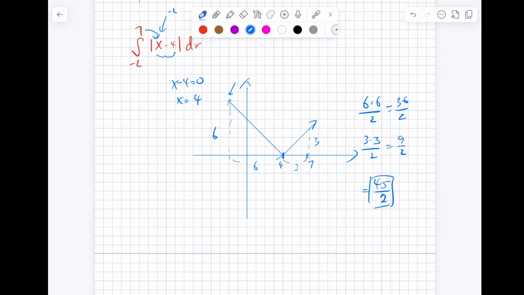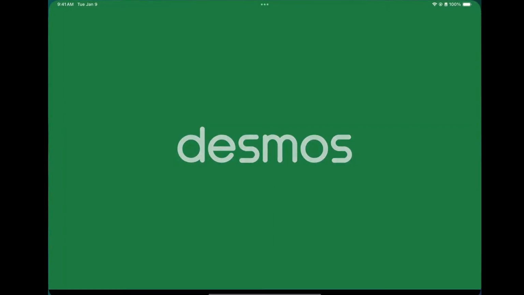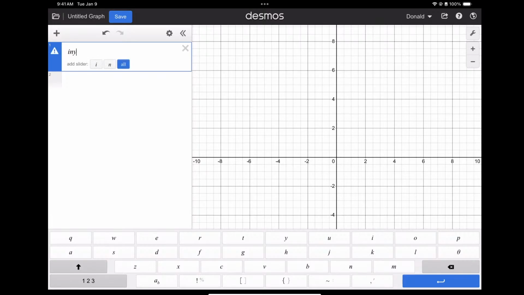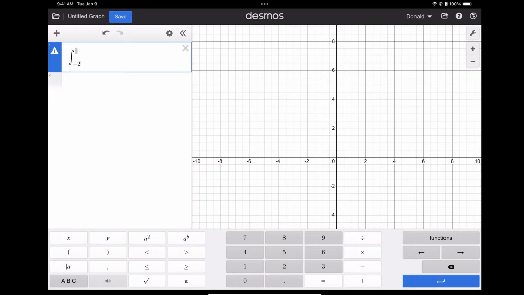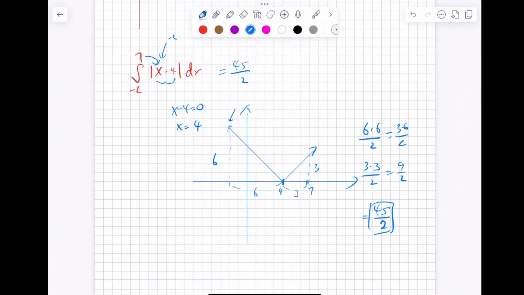And I know that this one is 45 over 2. How do I check it in decimals? You can go to decimals and just type in int here. That way you can know how to use the integral. So they will say from here to here, which is from negative 2 to 7, and it's the absolute value of x minus 4. But you have to put dx here to find the solution. It's 22.5, which is also equal to 45 over 2.